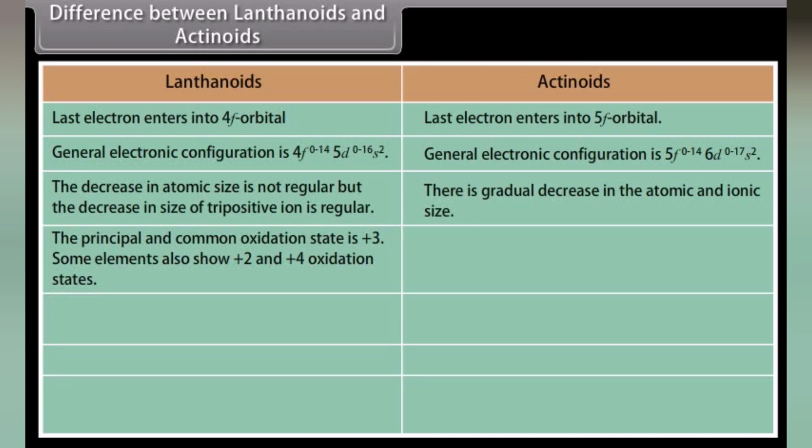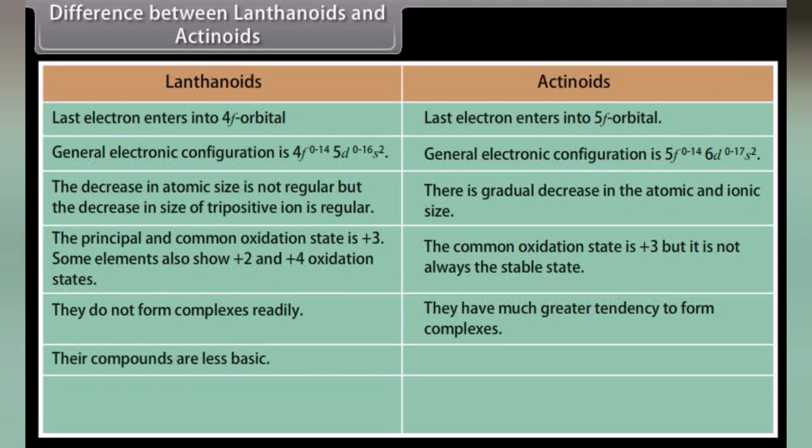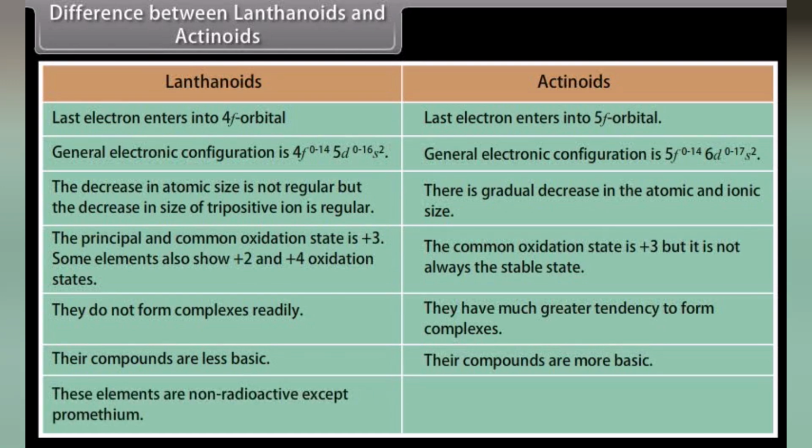Whereas in actinoids, the common oxidation state is +3, but it is not always the stable state. Lanthanoids do not form complexes readily, whereas actinoids have a much greater tendency to form complexes. Compounds of lanthanoids are less basic, whereas compounds of actinoids are more basic. Lanthanoids are non-radioactive except promethium, whereas actinoids are all radioactive.